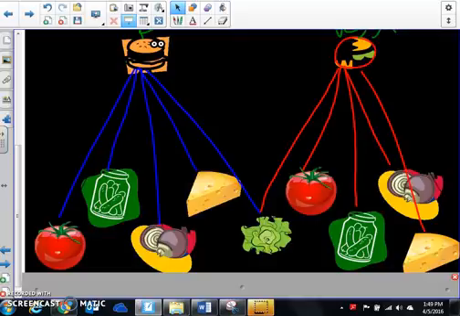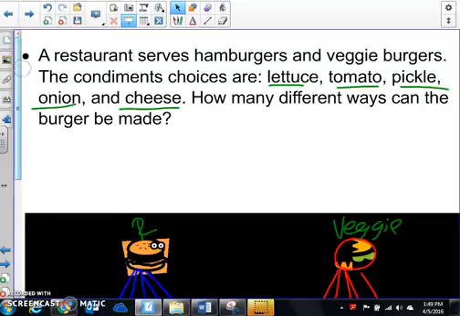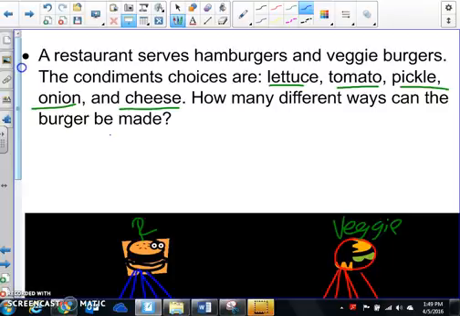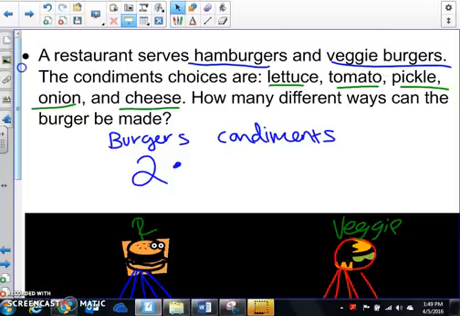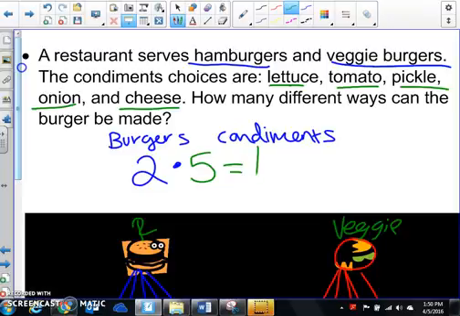Once again, I could just count each one out, or I could use the fundamental counting principle. So over here, we're talking about different kinds of burgers and condiments. There are hamburgers and veggie burgers. That's 2 different kinds of burgers, times condiments. I already outlined them: 1, 2, 3, 4, 5 different kinds of condiments. So 2 times 5 is 10 different ways the burger can be made.